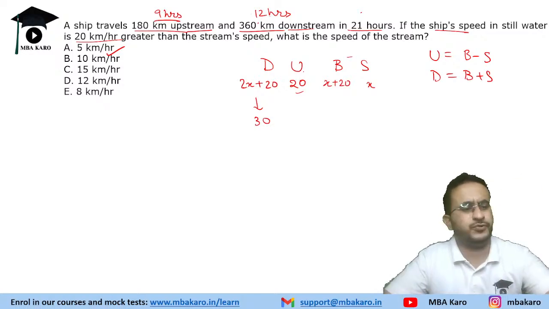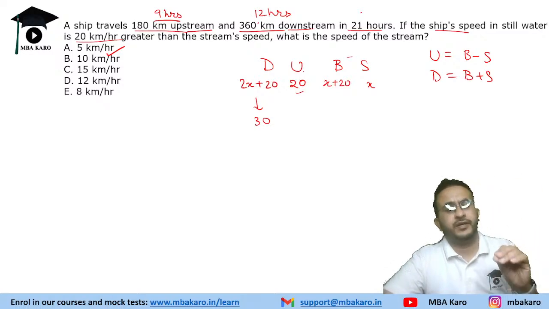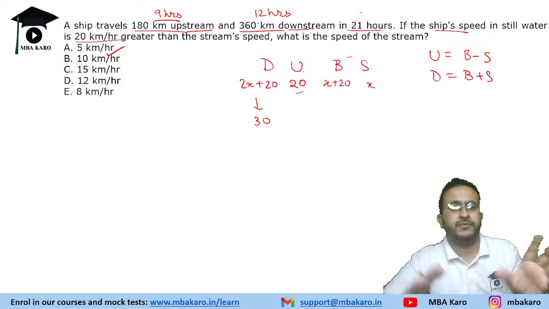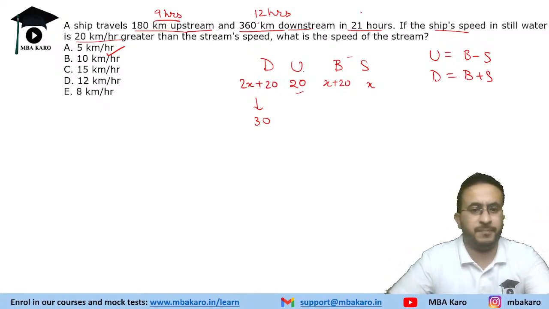Very simple. You should just know what the four speeds are, and what upstream and downstream are in comparison to the speeds of boat and stream.